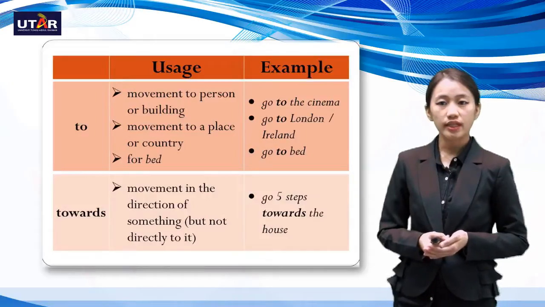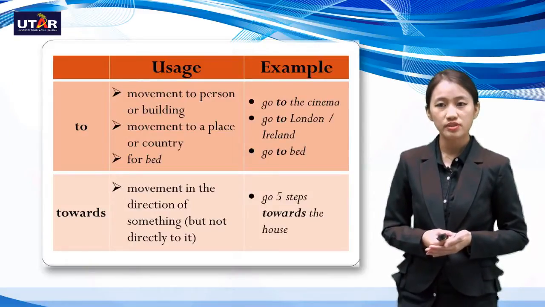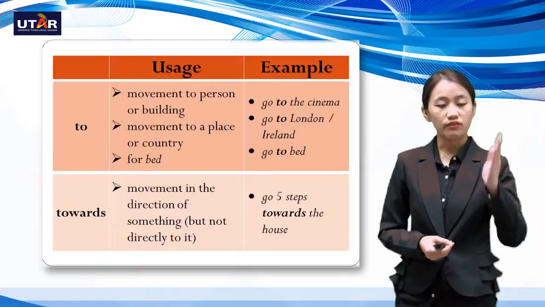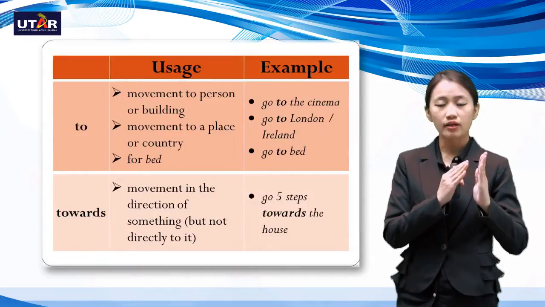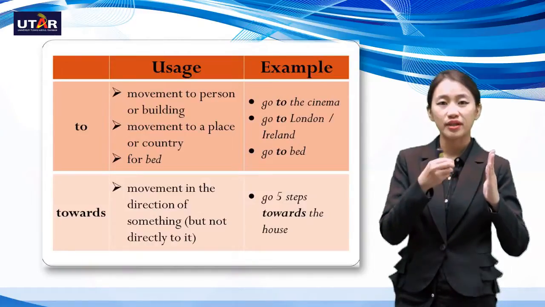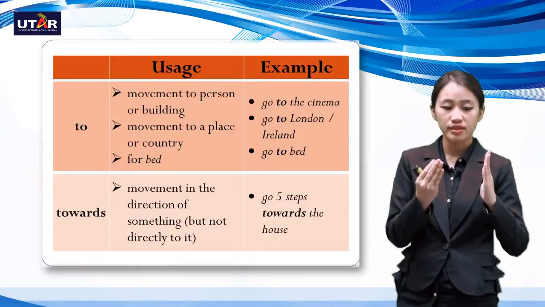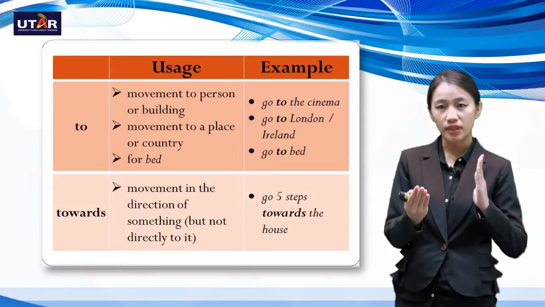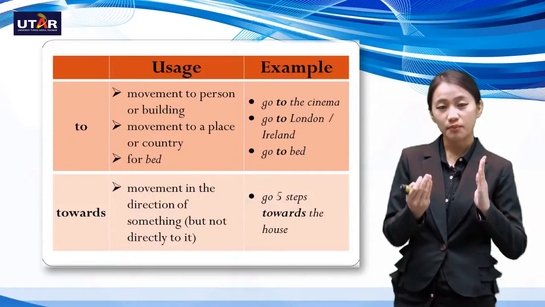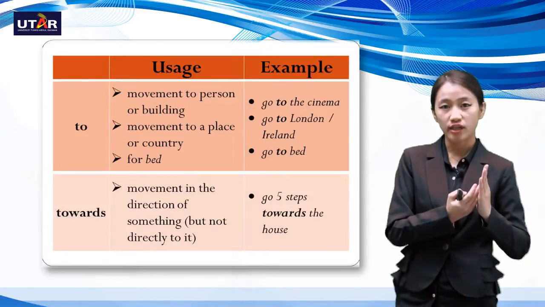Towards is the movement in the direction of something, but not directly to it. So go 5 steps towards the house. So if this was the house, I'm supposed to go towards the house, but I am actually not going directly to the house. I'm just moving 5 steps where I can actually face the house. But again, this is what it means by not directly onto the object.